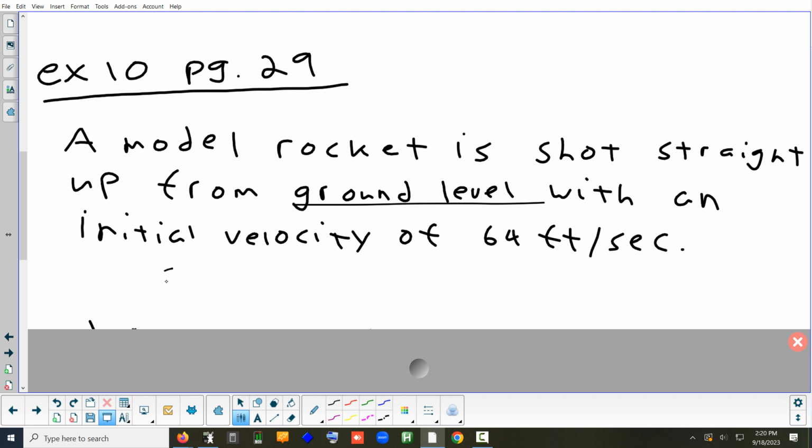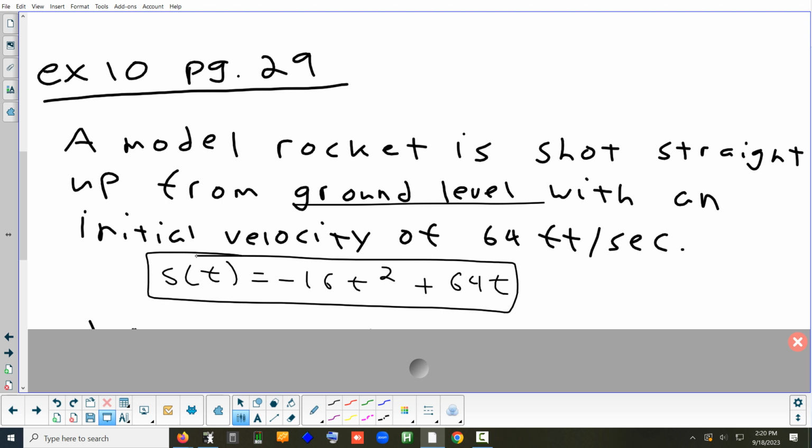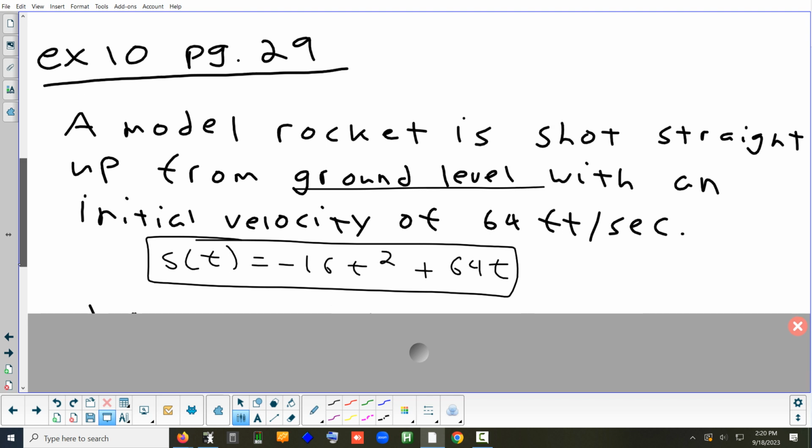Okay, so S of t equals -16t squared. That part never changes. Plus the initial velocity times the time. And then normally I would put plus the initial height, but there is no initial height. It's from ground level. So that's your formula that we're going to work with. And it is a quadratic, but as I said earlier, we're not going to solve it using the formula. We're going to do it on the calculator.